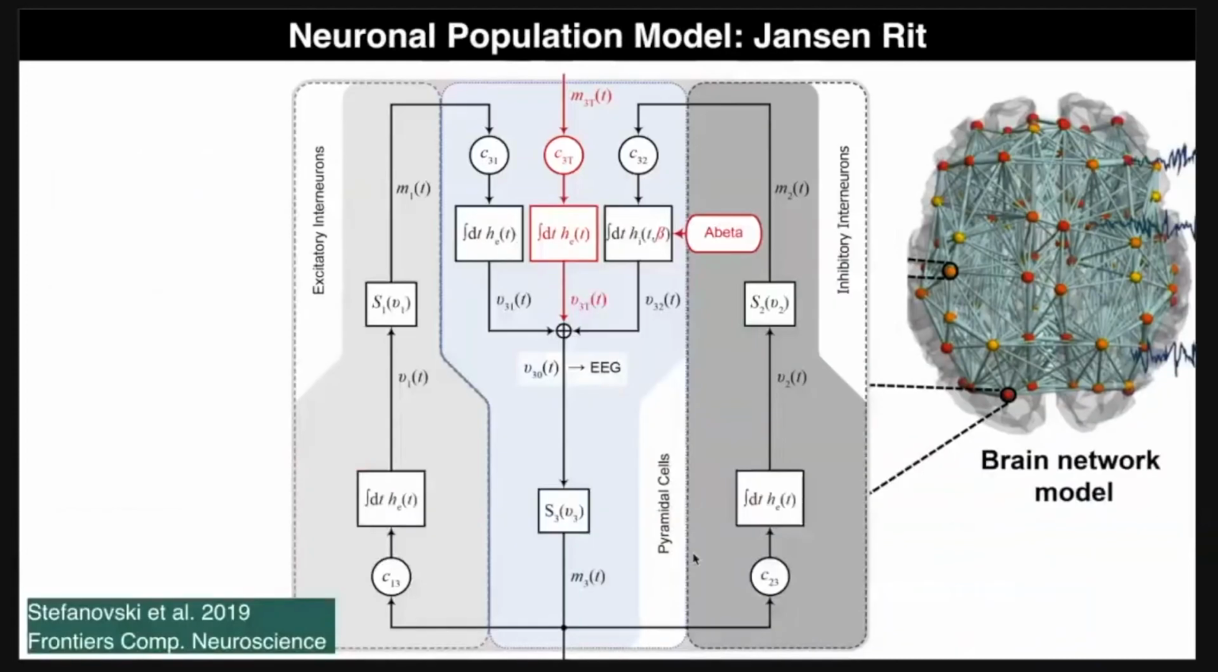We use for population models, Jansen-Rit models that you can see here, that consist of 3 populations of neurons, indicated here by the 3 columns. The left one shows the excitatory interneurons. The middle column shows the pyramidal cells, and the right column shows the inhibitory interneurons. Now we modulate the impact of the inhibitory interneurons to the pyramidal cells as a function of the beta amyloid burden in each individual region. The beta amyloid we take from the PET data.